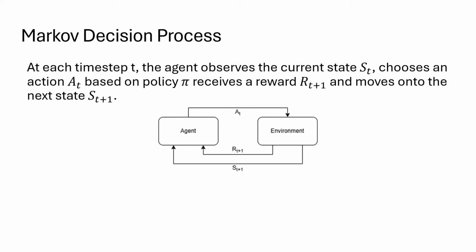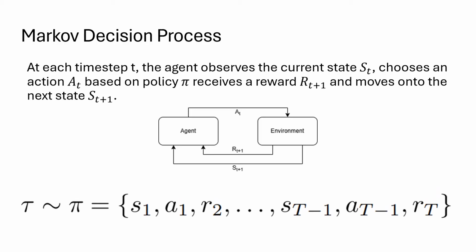The Markov decision process is, well, a process, and it can be displayed as this. So at each time step, the agent observes our current state, picks an action based on that policy, receives a reward, so how good that action was, and moves on to the next state. And this is done until the episode, or our trajectory, tau, is complete. And the trajectory only completes when either the task is done or the agent fails to complete the task.